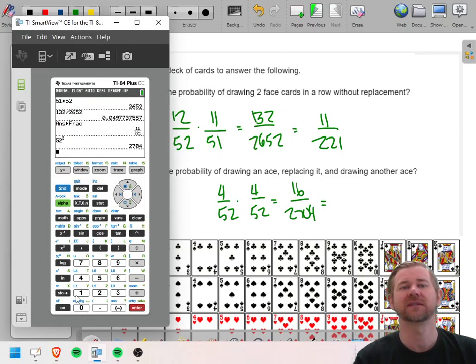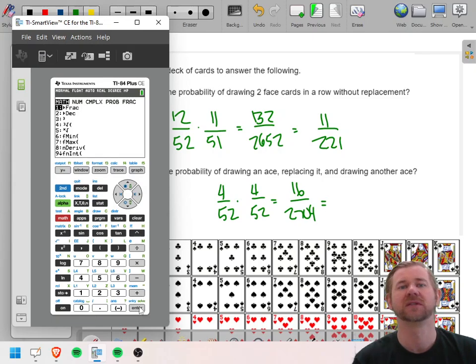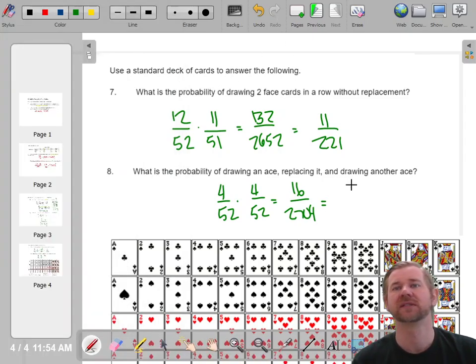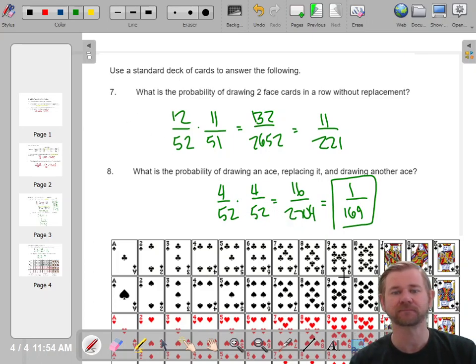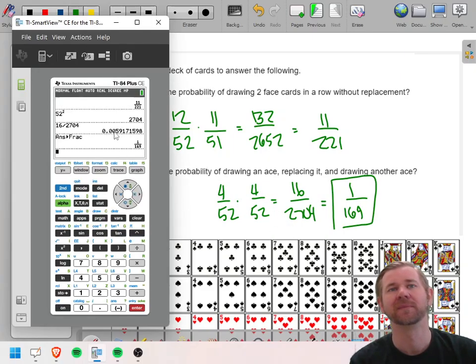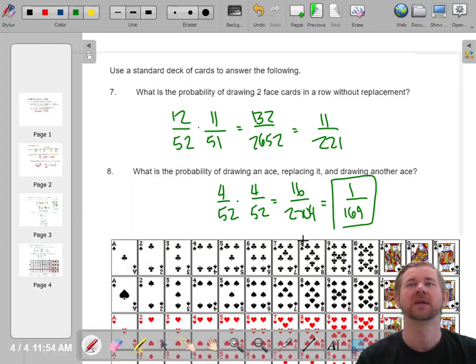Now, as a fraction, 16 over 2704. Well, it's 1 over 169. Or as a decimal, 0.59%. So really, really hard to do, okay? Less than 1%. All right, that's most of the ideas.